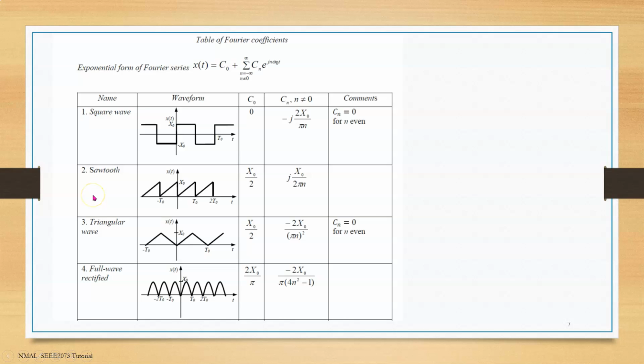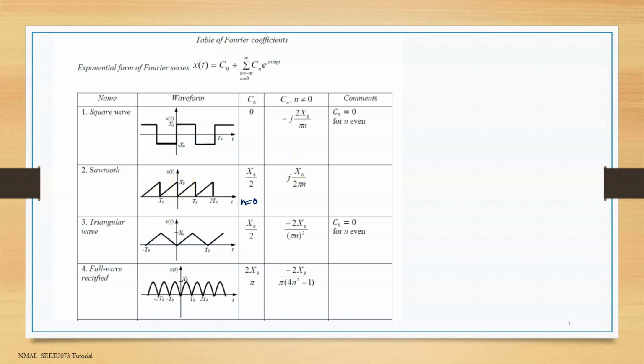It is given here, the equation for the complex coefficient. For example, C0 is when n equals 0. The equation is x0 over 2, where x0 is the magnitude of the sawtooth here. And then for Cn, for any n except n equal to 0, so it can be n equal to 1, 2, and so on, this is the equation: j x0 divided by 2 pi n. It depends on n. If n equals 1, you replace it with 1. Here x0 is the magnitude.